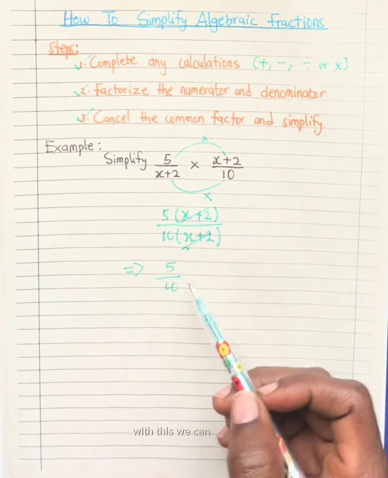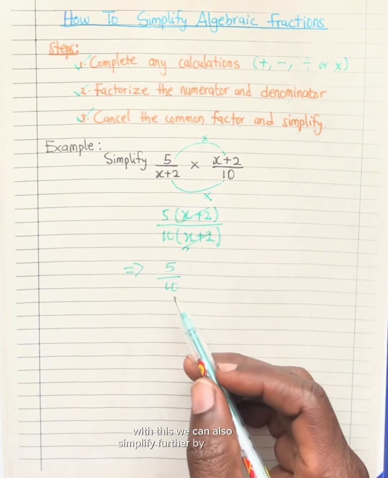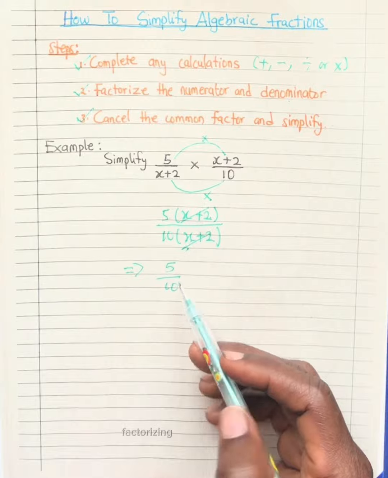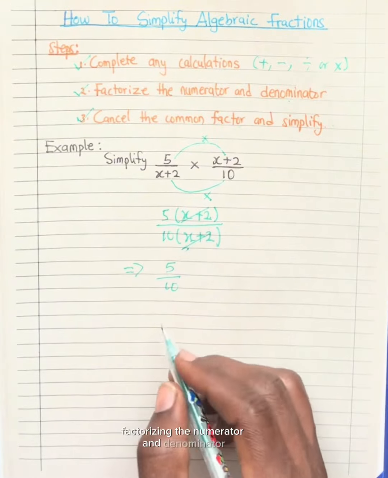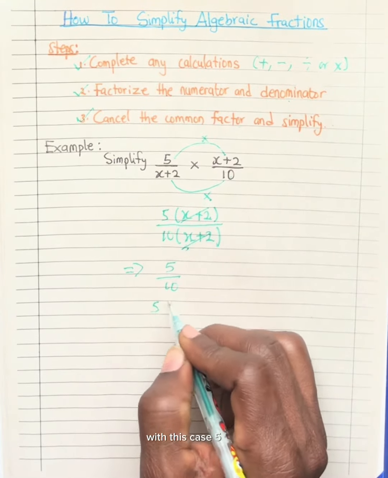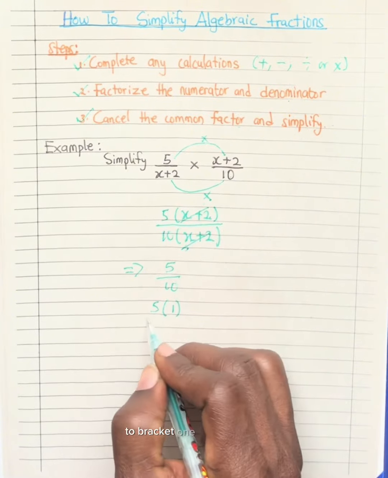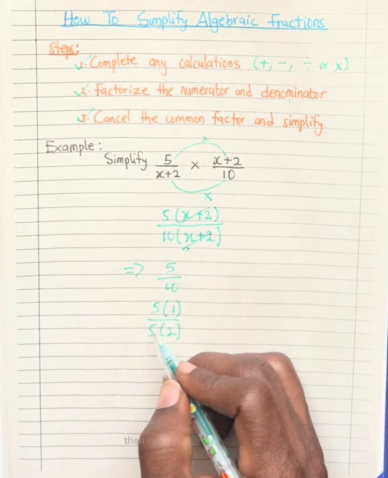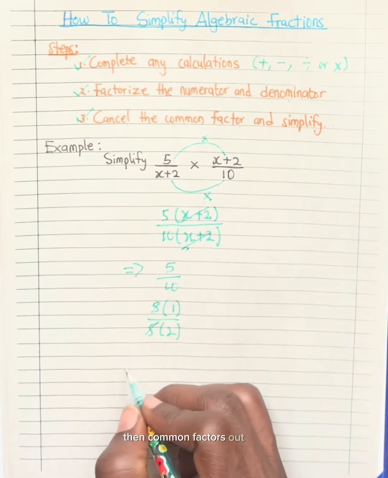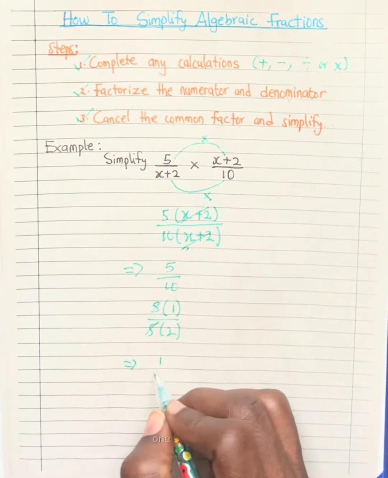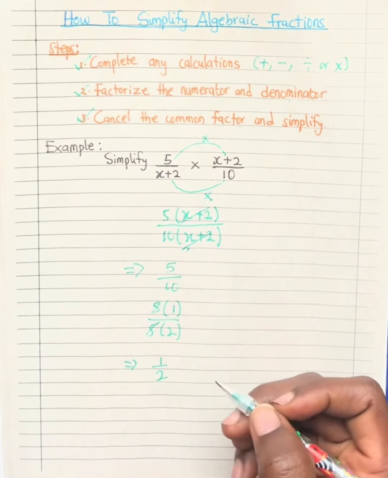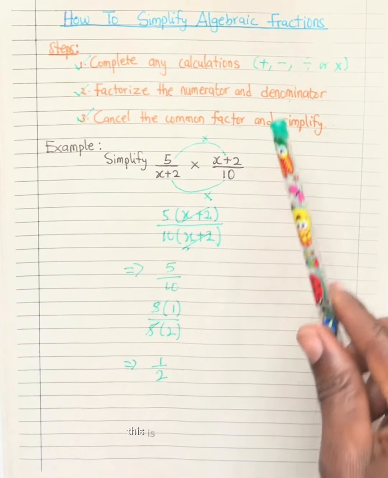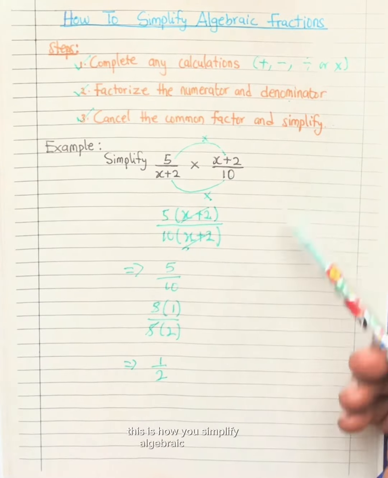So with this, we can also simplify further by factorizing the numerator and denominator. So in this case, 5 into bracket 1 over 5 into bracket 2. Then common factors out. We now have 1 over 2. So with this one, this is how you simplify algebraic fractions.